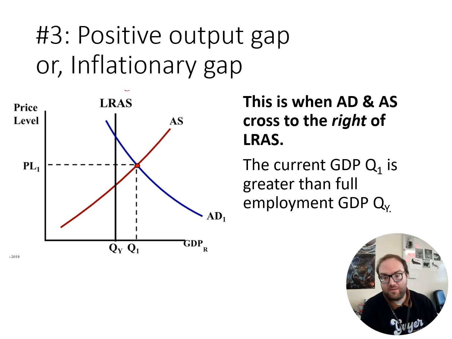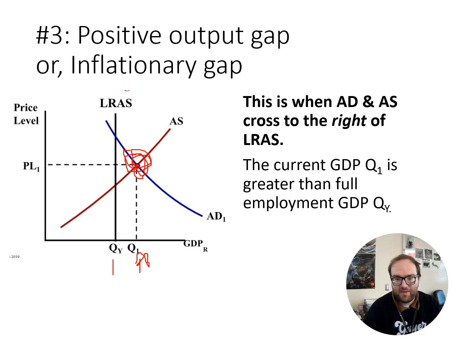The other place that we can be is a positive output gap. This is also called an inflationary gap. And just like before, we can read this off of the graph. So our current state of the economy is where AD and AS cross, which means our current GDP is here. Apologies for my terrible arrow. I'm writing with a trackball. And our full employment GDP is right here.